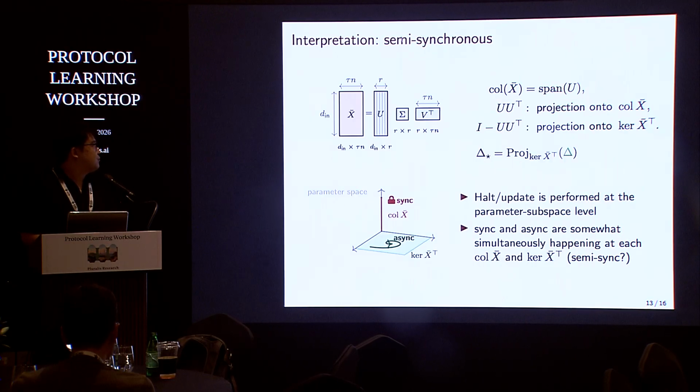One interpretation is that we're essentially doing an asynchronous update within the subspace that keeps the forward equivalence, while locking the other subspace.